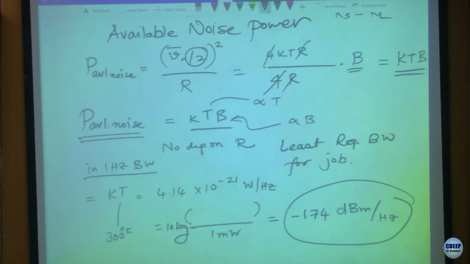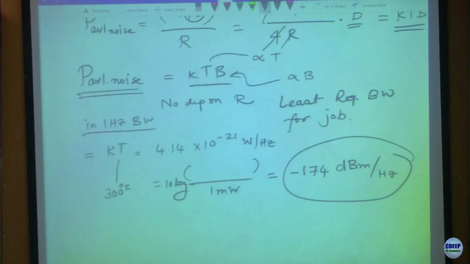So keep this number in your head, and what is this number? Minus 174 dBm per hertz, and that is just kT, the coefficient kT. Alright, integrated noise in 1 hertz bandwidth.